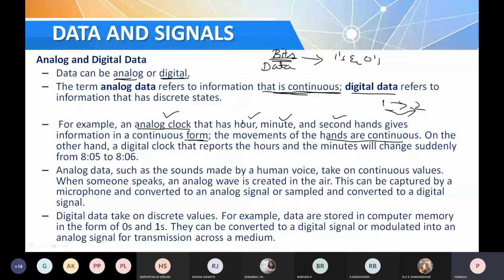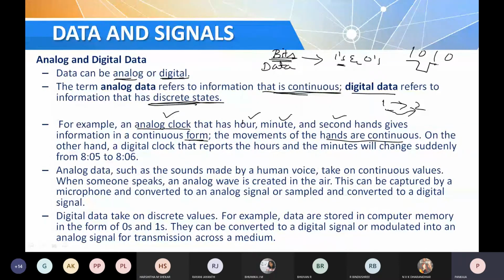Next, we'll move on to digital data. The digital data refers to information that has discrete states. Whatever information you are going to represent in digital data, it is in a discrete state. That means there is a sudden change in the state. For example, the values 0, 1. There is a sudden change from 1 to 0, 1 to 0, something like this.